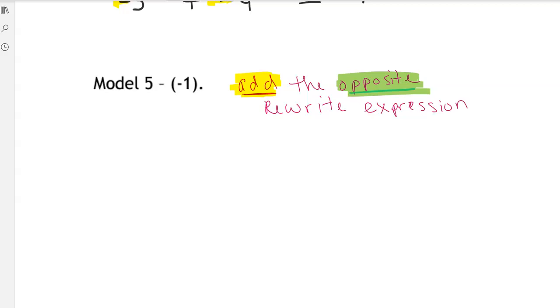So you're going to rewrite the expression. That's why I kind of wrote it like this. And this will help you remember. So I'm going to rewrite it. 5 is my starting value, and then I'm going to add. So this negative, this subtraction symbol, is going to be converted to an addition symbol. And then what is the opposite? What is the opposite of -1?